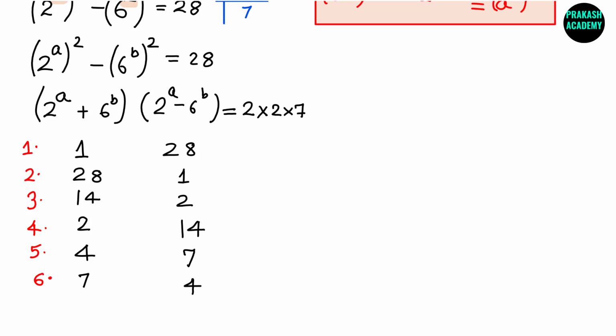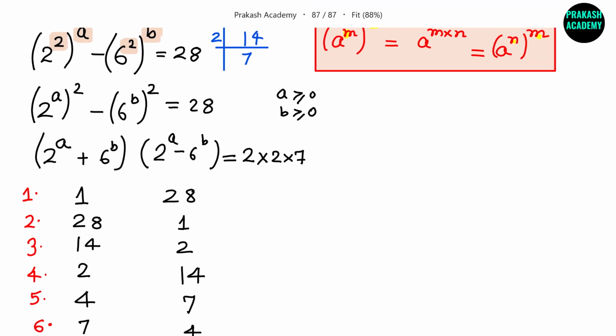But now we have the given condition that a and b are positive integers. a is greater than 0 and b is also greater than 0. Positive integers. So now with this, let us try to find how many solutions can be ruled out.